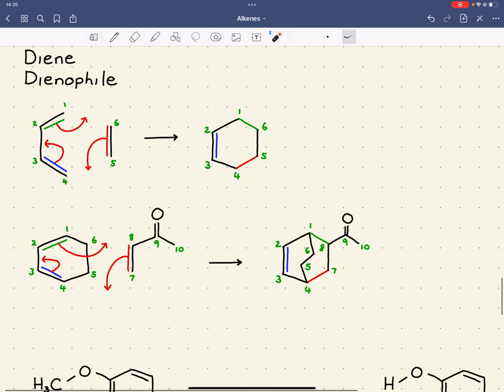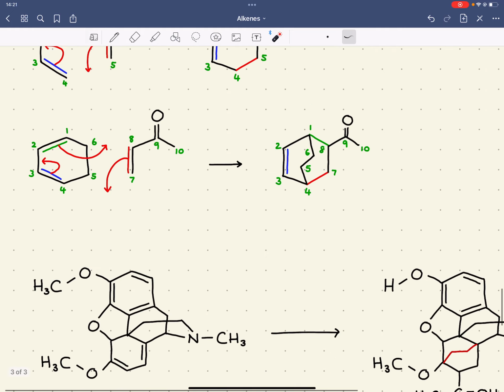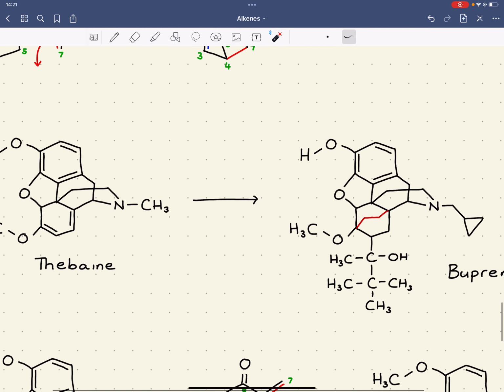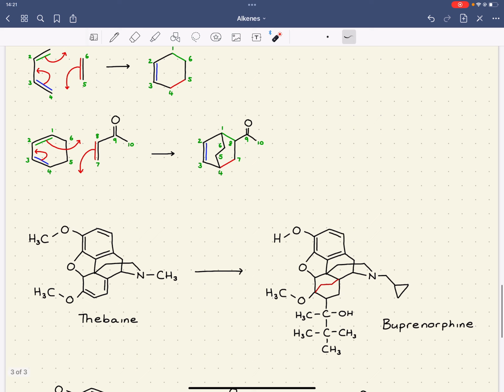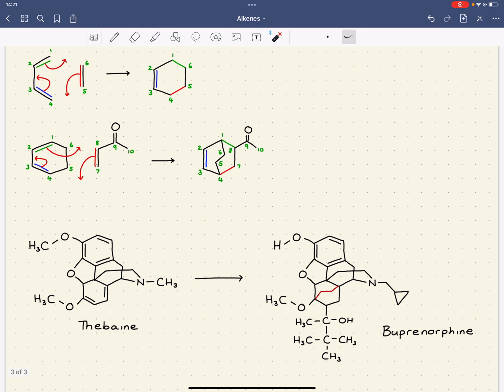Now, an application of this reaction is the synthesis of a compound called buprenorphine, which is used to treat heroin addiction. And buprenorphine is synthesized from a natural product that's obtained from opium, which is called thebaine. So we've got thebaine here, which is very similar to the structure of morphine. I think morphine would have hydrogens here, and it wouldn't have these double bonds. So there are some subtle differences.